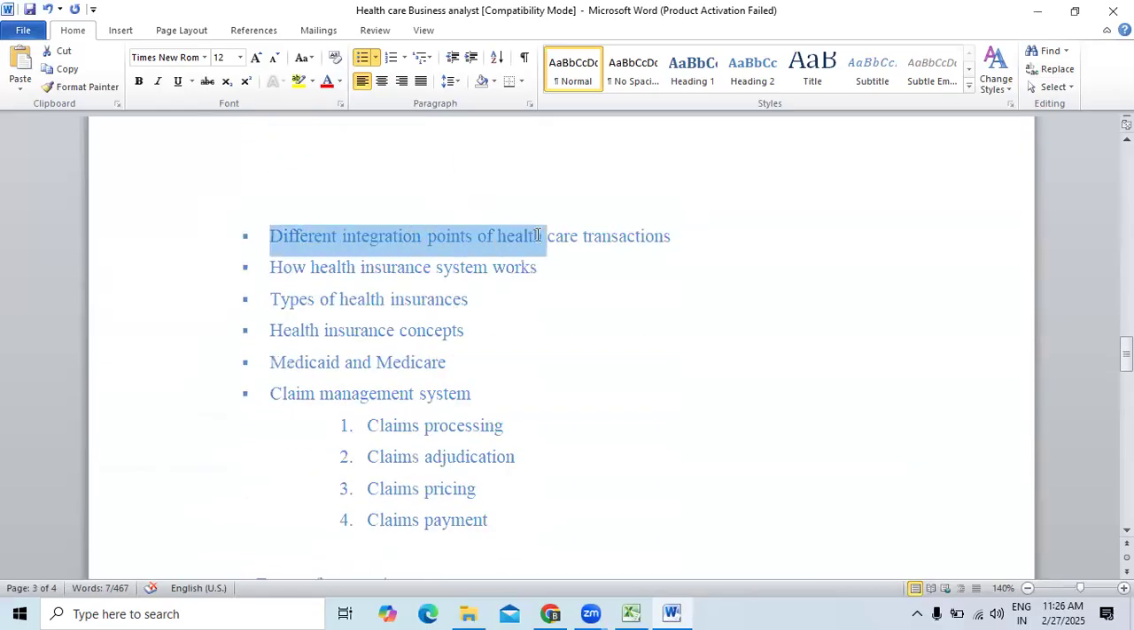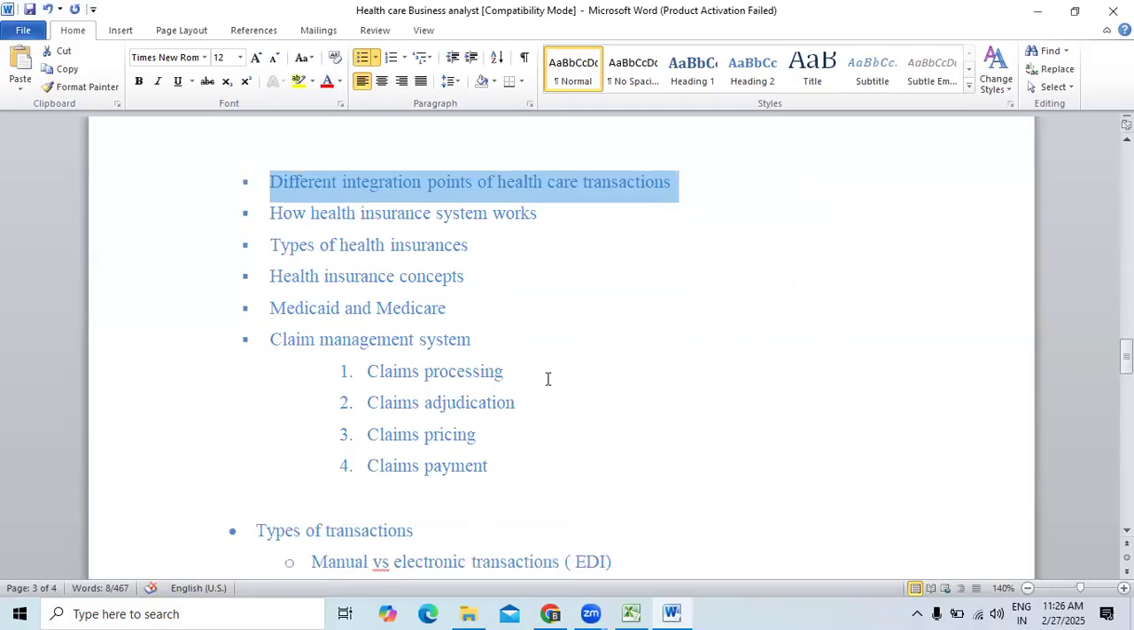Next, we talk about the integration points, because nowadays the focus is more on the integration side. Integration means you are integrating from old legacy systems to the new application, and we are integrating with some other applications. So you must know about the different integration points of healthcare transactions, how the healthcare system works, and what the different health insurance plans are. At the same time, you must know about management systems like processing and adjudication.